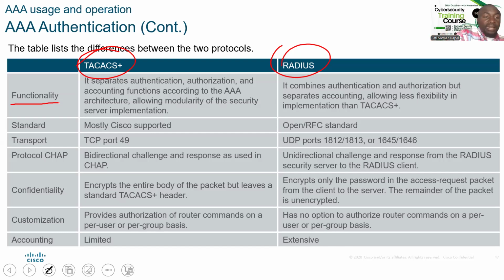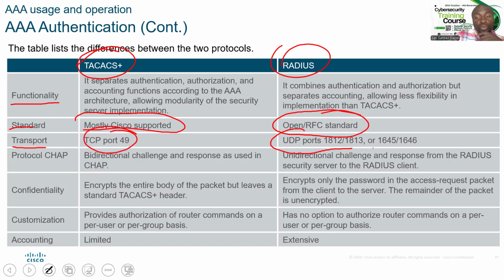When it comes to the standards, TACACS+ is mostly supported by Cisco devices. But here it is open. The standard is open. You can use it for any purpose. All right. Now, how about the transport? TACACS+ works on TCP port 49. RADIUS works on UDP port 1812 or 1813, and then 1645 and 1646.